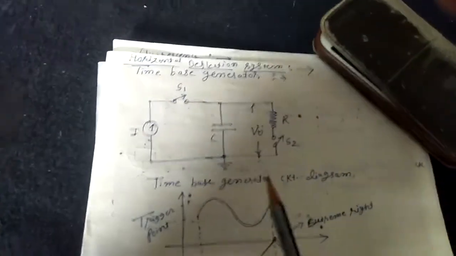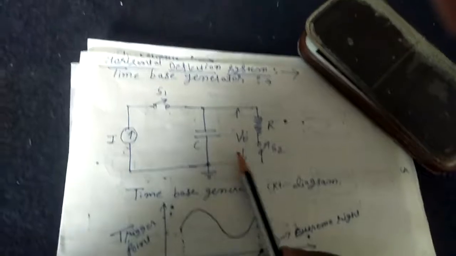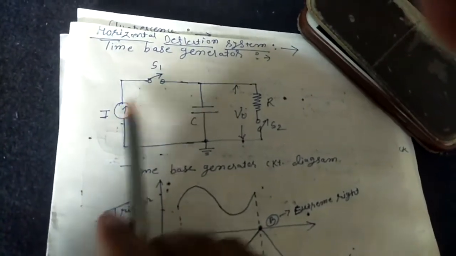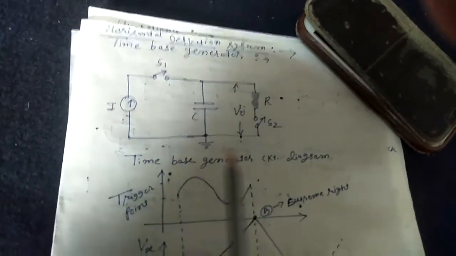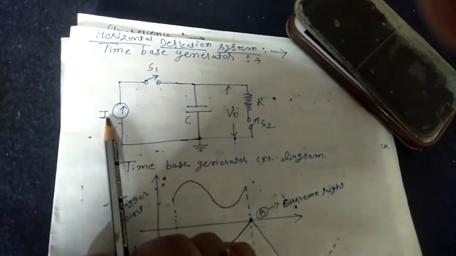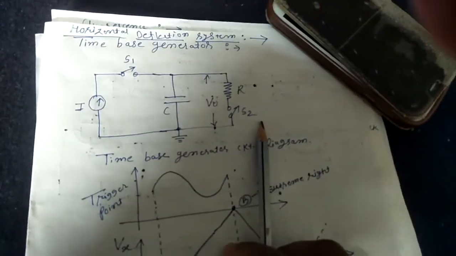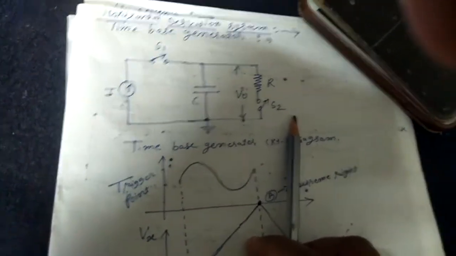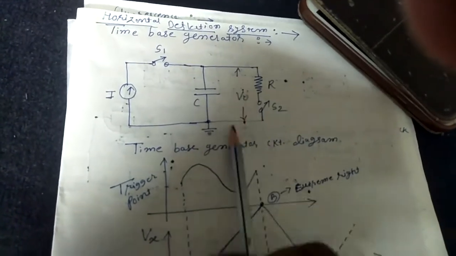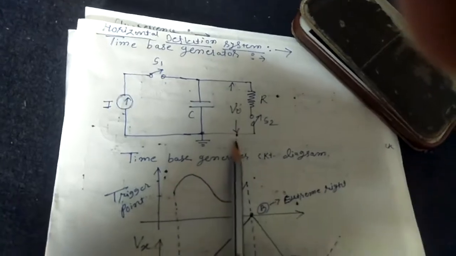Now this is the diagram for the time base generator. We are applying current I to this circuit. Which components are connected in this circuit? This is current source I, this is switch S1, this is capacitor C, resistor R, and switch S2. So we are getting Vo as the output voltage, or sawtooth voltage.